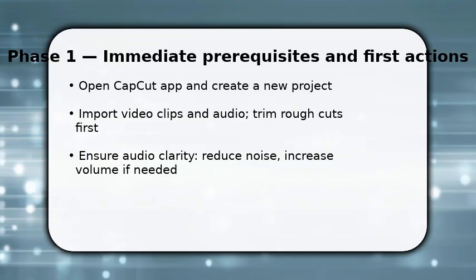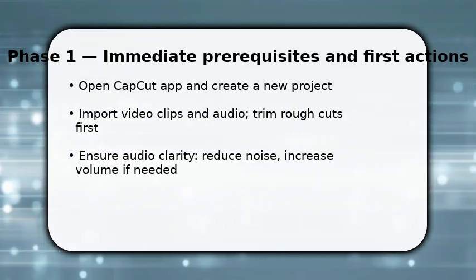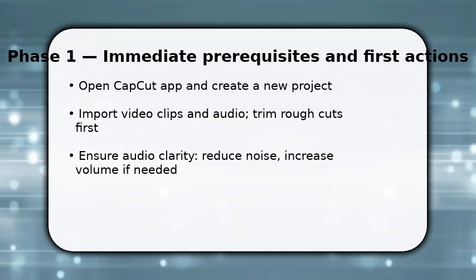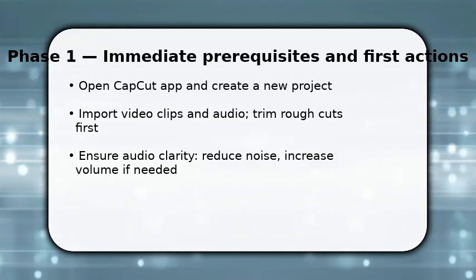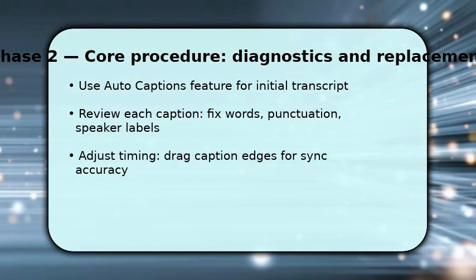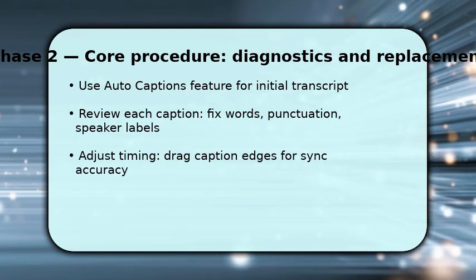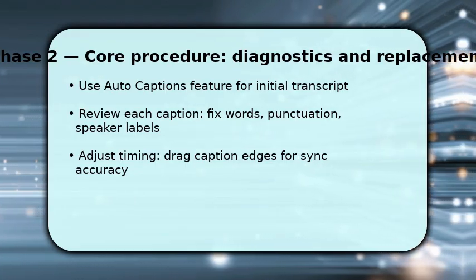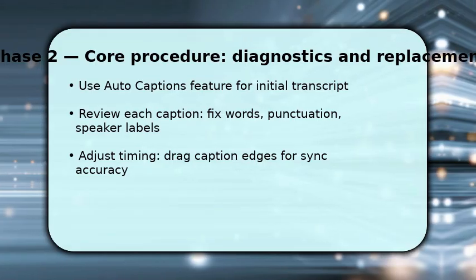After that setup, select the clip you want to caption and move to the next step to generate text automatically. You now tap Auto Captions to create a first-pass transcript. This saves huge time versus typing everything. Then, play through and correct misheard words and punctuation. This is why you prepared clean audio.